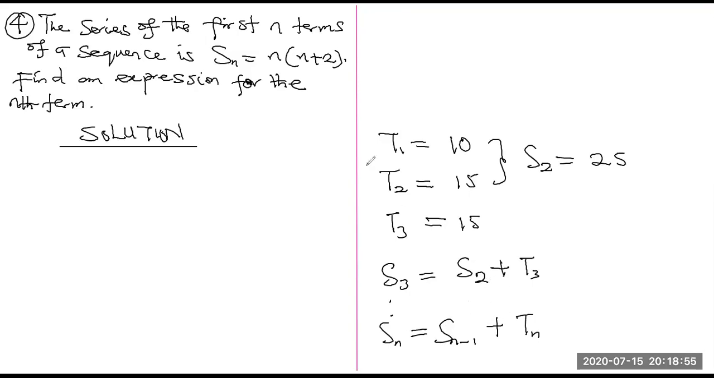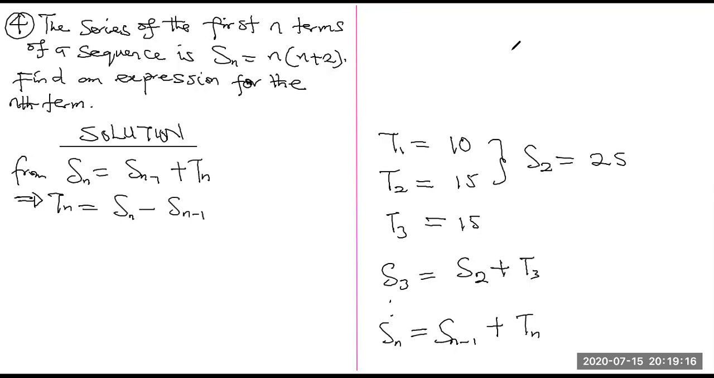All right, so if that is so, you can say Sn equals Sn minus 1 plus Tn. So what is our Tn? That implies that our Tn is equal to Sn minus Sn minus 1. So that is our Tn. All right, so that is the formula relating both of them together. Okay, so now what's our Sn? Our Sn was given here, so n into n plus 2 is given.